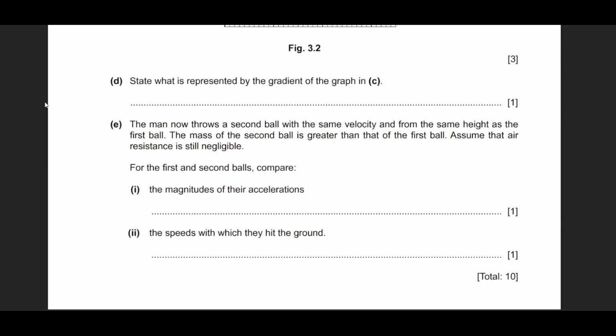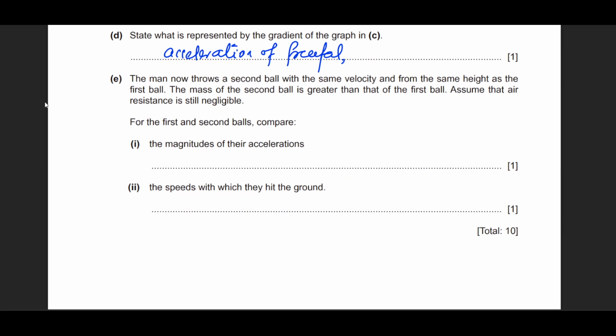State the represented gradient. So we understand that this is the acceleration of free fall. This is what I've been discussing up to now. This is acceleration of free fall, or simple acceleration would have sufficed for this question as well. Then we have part E.